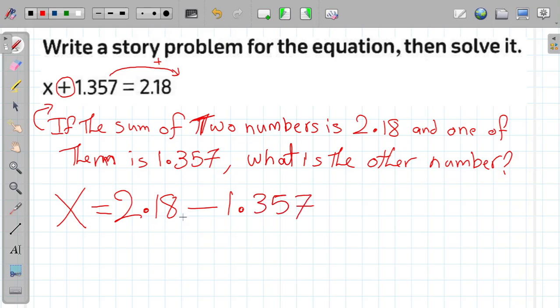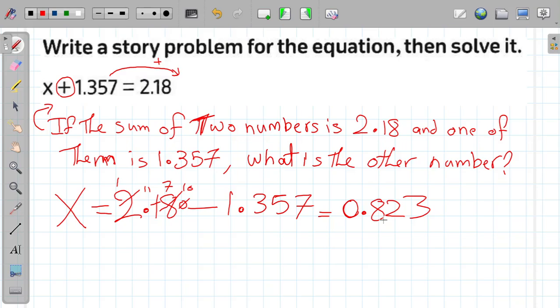1.357. Okay, I have these three digits and here I have two digits, so I will add a 0 here. So 0 minus 7 can't be, so I will borrow from 8, which becomes 7, and 0 becomes 10. So 10 minus 7 equals 3, 7 minus 5 equals 2, and 1 minus 3 can't be, so I will borrow from 2, which becomes 1, and 1 becomes 11. 11 minus 3 equals 8. I would write the decimal point. Next I have 1 minus 1 equals 0, so the other number is 0.823 or 823 thousandths.